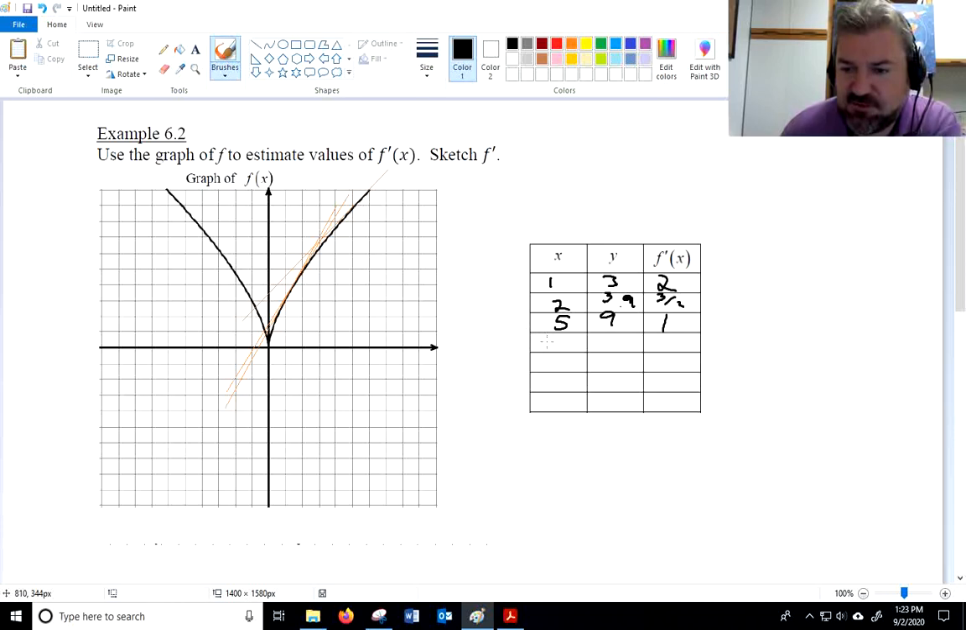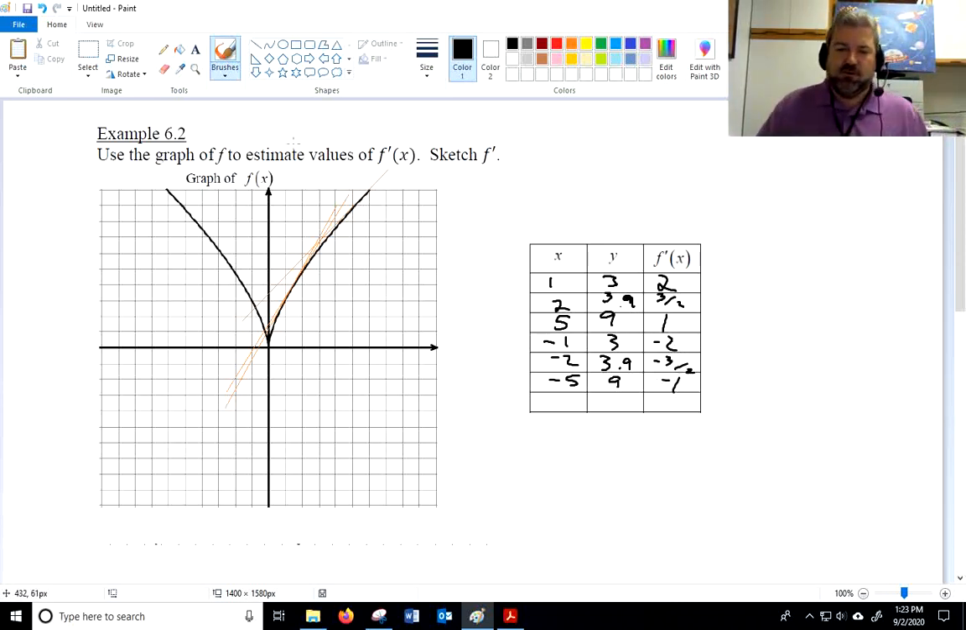Now, we can also check -1, -2, and -5. But do you see the symmetry here? So I'm going to say that these are the same y values because it's got y-axis symmetry. And if you draw these tangent lines, we're going to get the exact same tangent lines, but now they're negative. And I'll let you fill those in if you so choose.